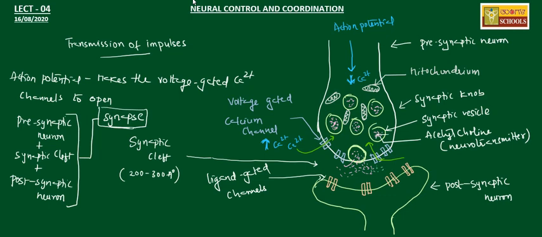This neurotransmitter comes and binds to these ligand gated channels, and this will open the ligand gated channels, which will result in the movement of sodium ions. These sodium ions move into the postsynaptic neuron, and that results in depolarization in the postsynaptic neuron. Already we have seen the movement of sodium ions into the cytoplasm will result in depolarization.